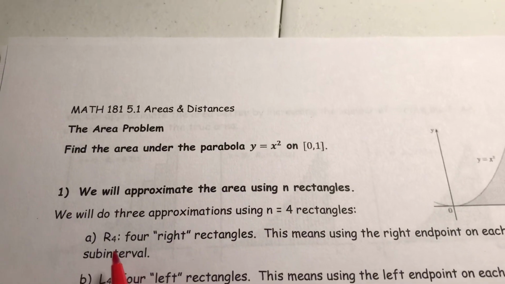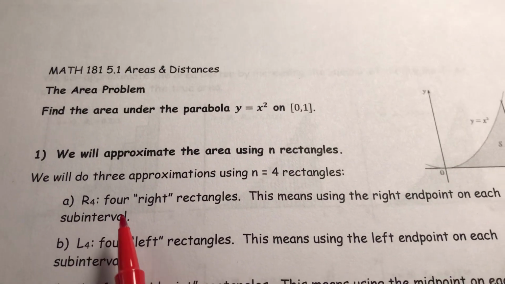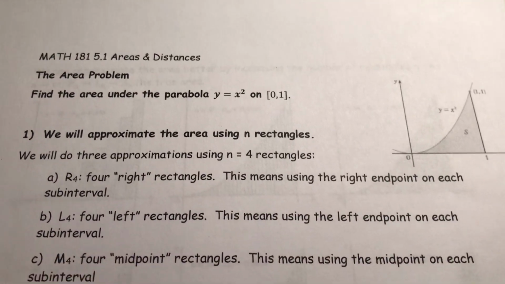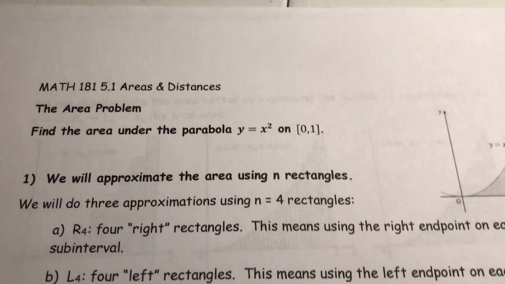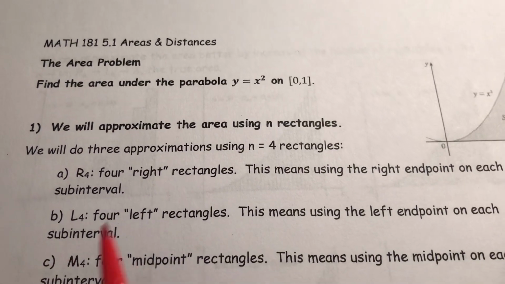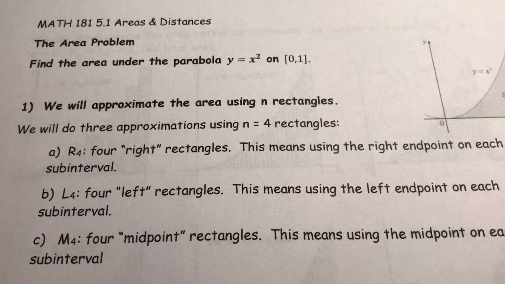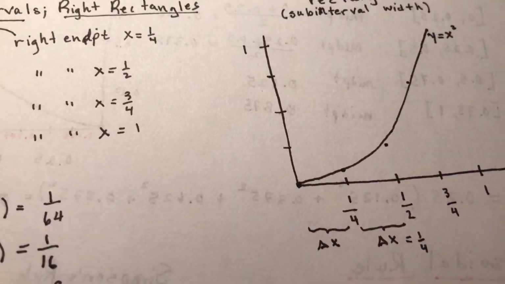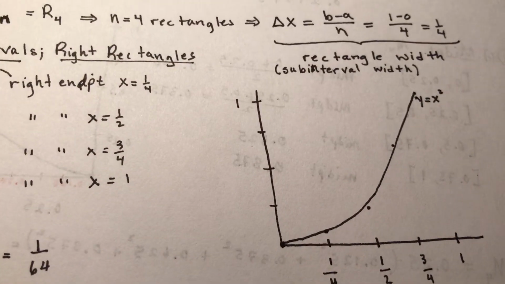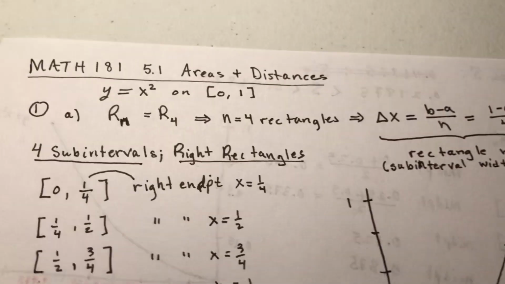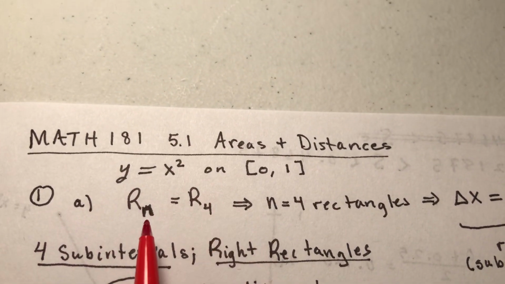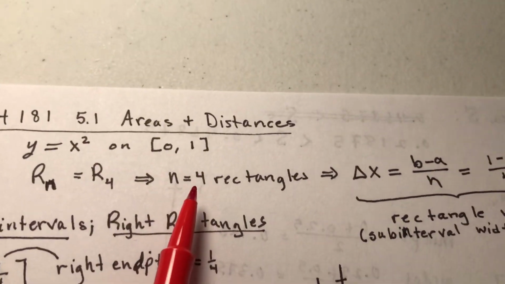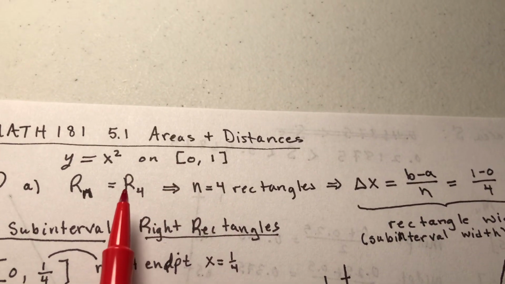The first one we're going to do is R4, and that's going to be 4 right rectangles. This means using the right endpoint on each subinterval. We are going to do that calculation now. L4 is left rectangles, and M4 is midpoint. So let's take a look at this. I've drawn the curve, y equals x squared, from 0 to 1. I'm going to write this as R sub n to let you know that n equals 4 rectangles. You could do R sub 5, 6, whatever.